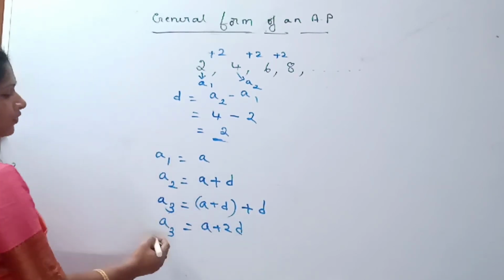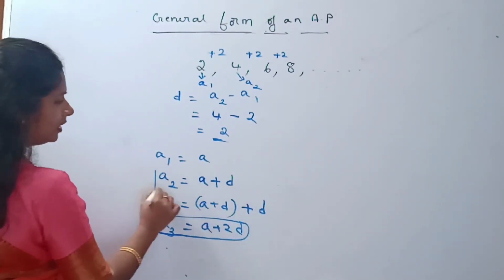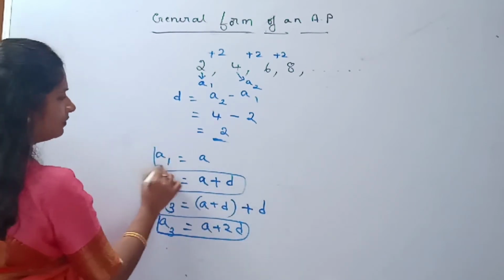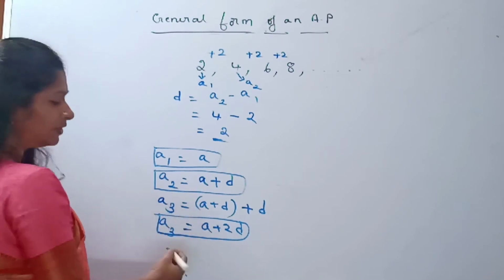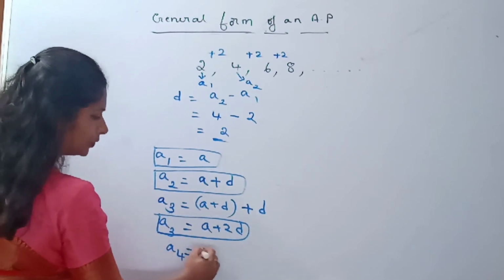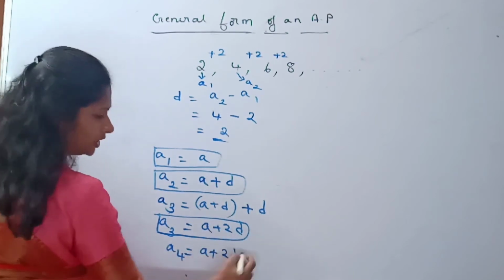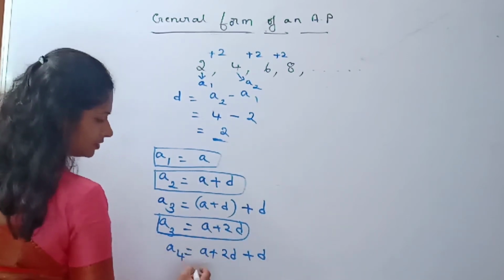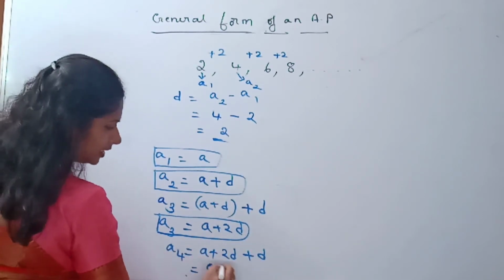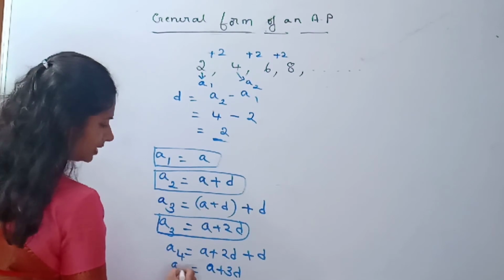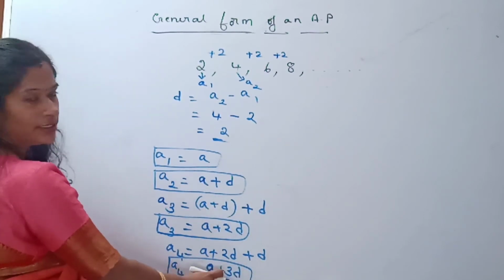Next, how will I get the fourth term? A3 is A plus 2D, A2 is A plus D, A1 is A. Now I need to get the fourth term. A4 equals, for the third term, which is A plus 2D, add the common difference. You will get the fourth term: A plus 2D plus D, that is A plus 3D. So the fourth term is A plus 3D.